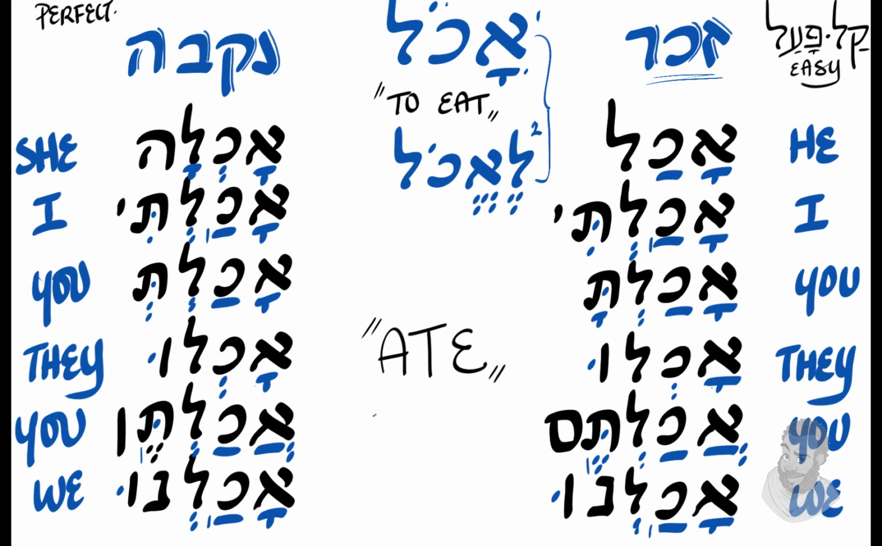Let's move on to nekeva, on the left side. You see nekeva, female. Achla, she ate. Achalti, I ate. Achalt, you ate. Achlu, they ate. Achalten, you ate, plural. Achalnu, we ate. Notice how it doesn't matter if it's male or female, we still say the same. Same thing goes for they, and same for I. So achalti, achlu, achalnu, same thing.